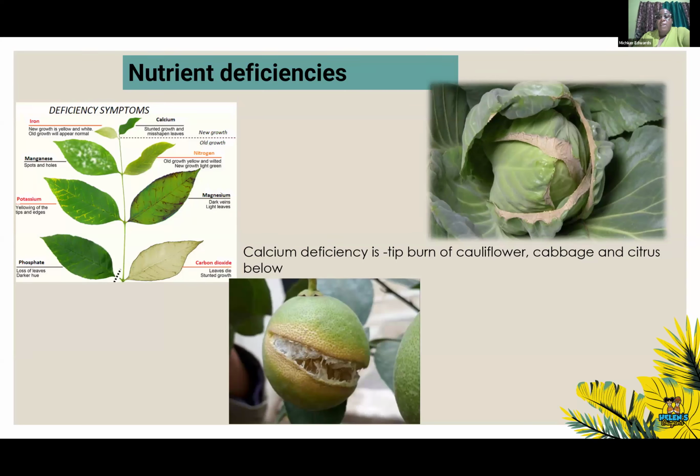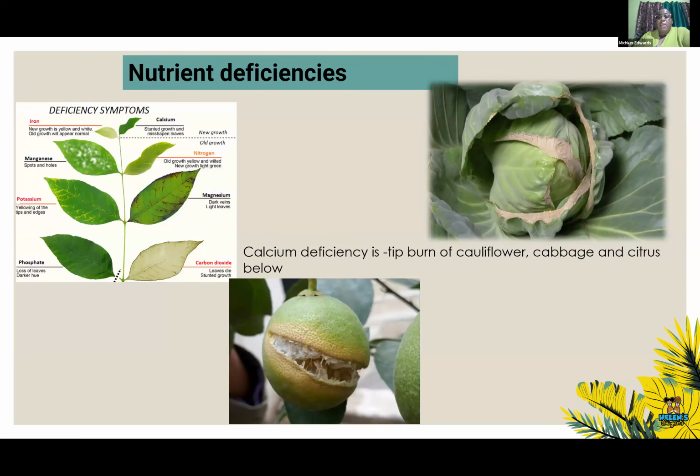Also, when you have things like orange and pomegranate, and it's growing and it just pops, the skin splits, that's another calcium deficiency. So these are two examples of calcium deficiency. I know you would have seen them occurring on your plants and not known what to do, right?